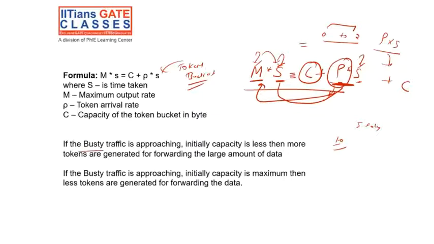Now, if bursty traffic is approaching and initially the capacity is low, more tokens are generated for a large amount of data. Second, if bursty traffic is approaching and initially the capacity is maximum, meaning the bucket is already full, then fewer tokens are generated for forwarding the data. It makes sense; there is no need for more tokens in the bucket. Now see this C1 example.